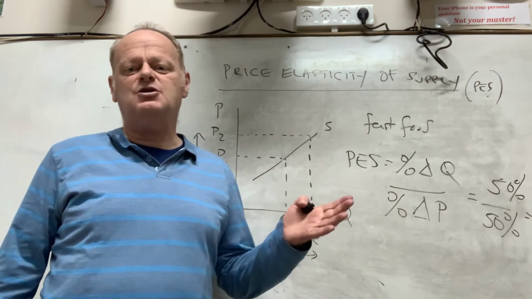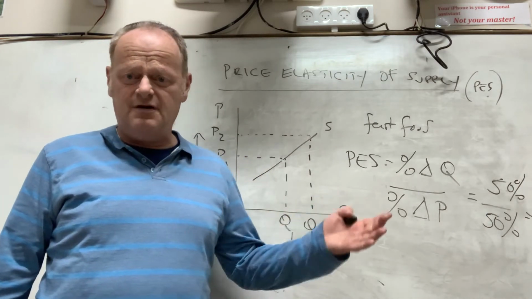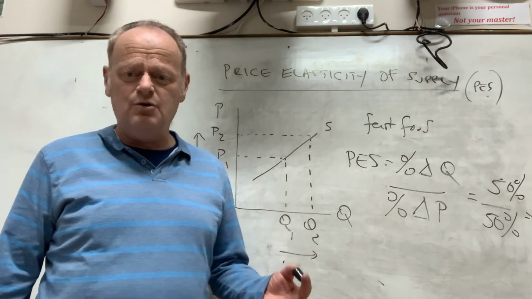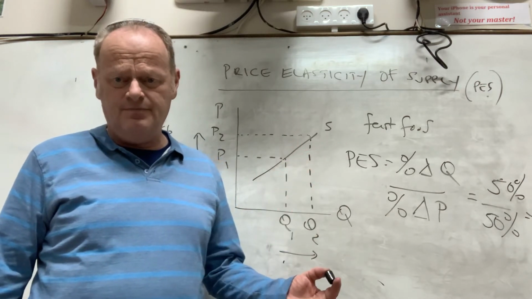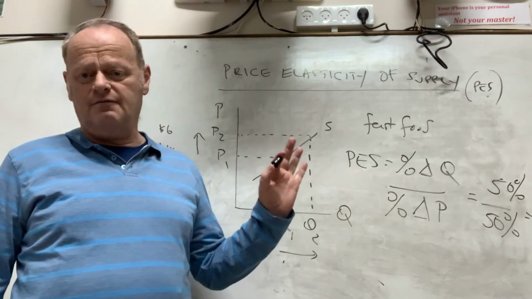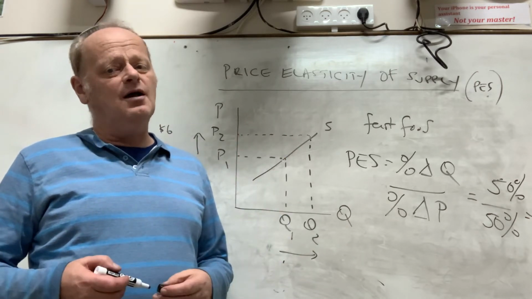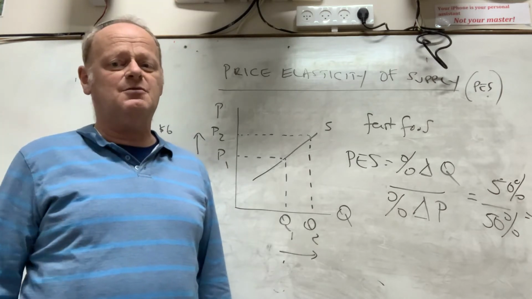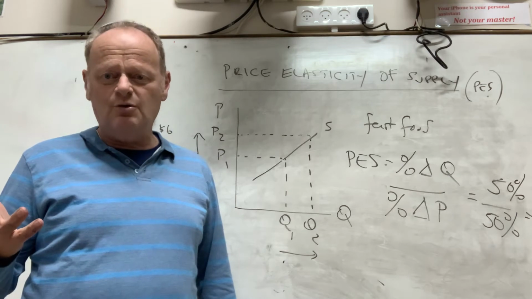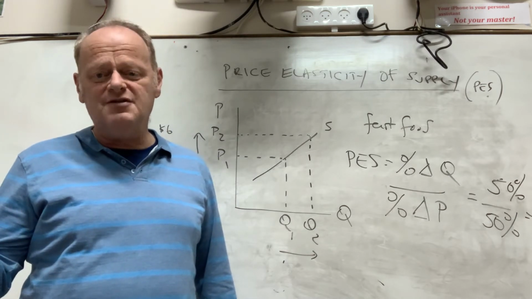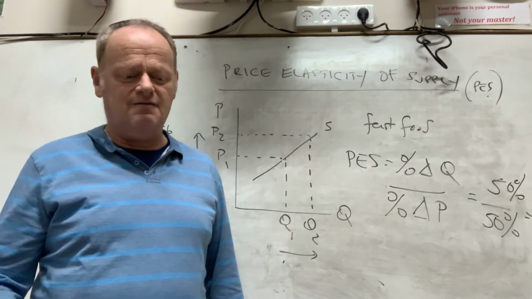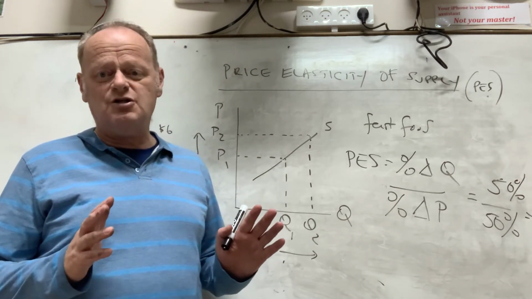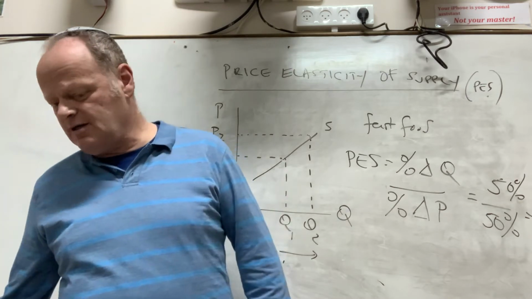And when we get a situation like that, typically for fast food, we would say that fast food has a unitary supply curve. That means that production of fast food is sensitive to a change in price, but it's proportional. It's not oversensitive and it's not undersensitive. Now let's have a look at some other products which would actually show different supply curves.